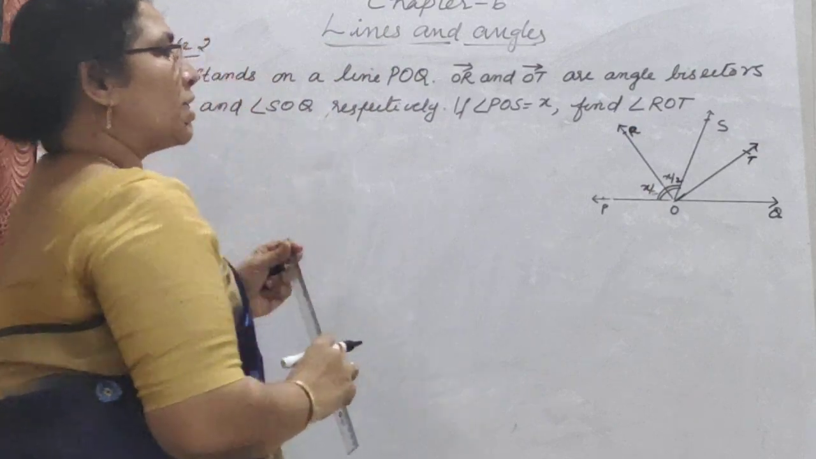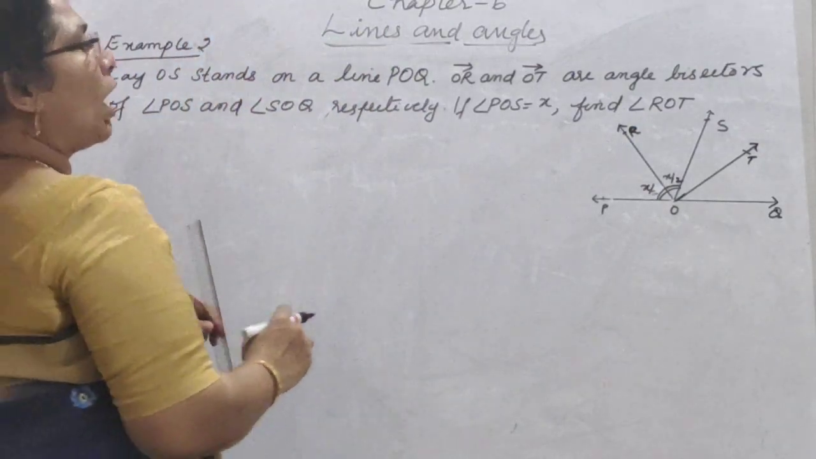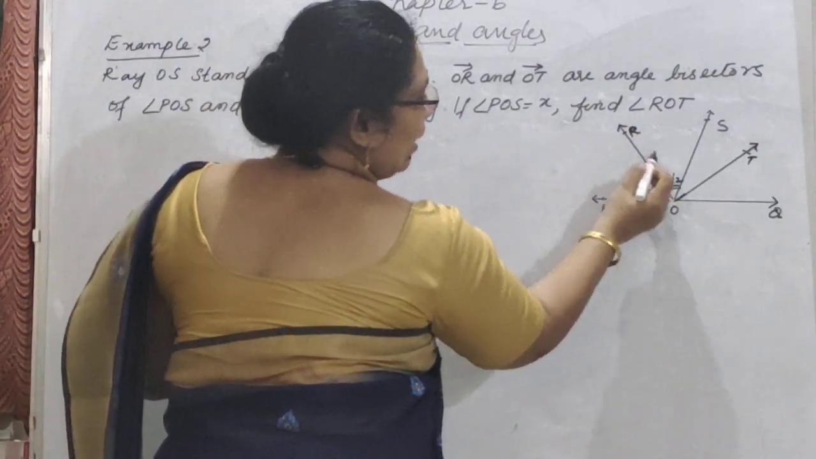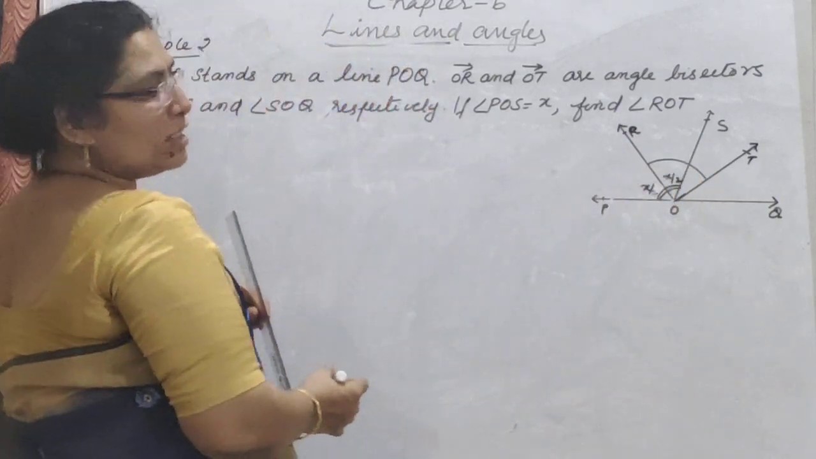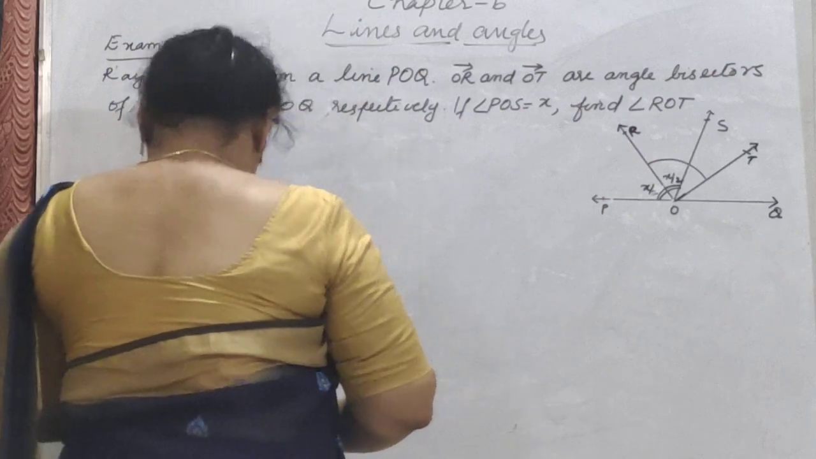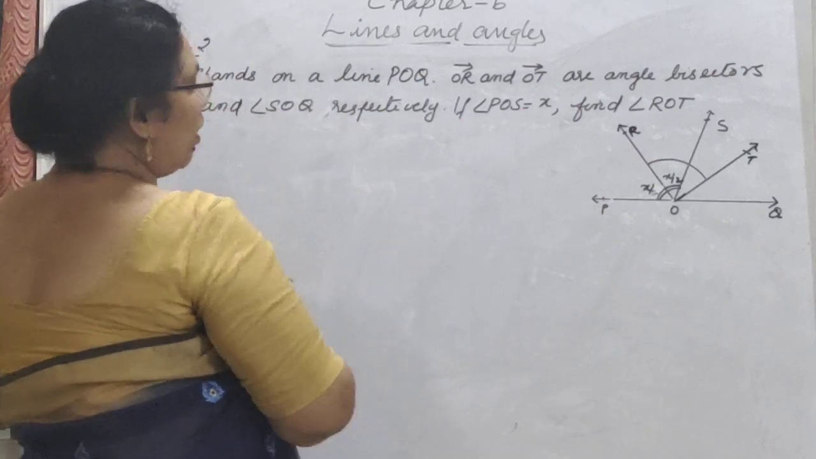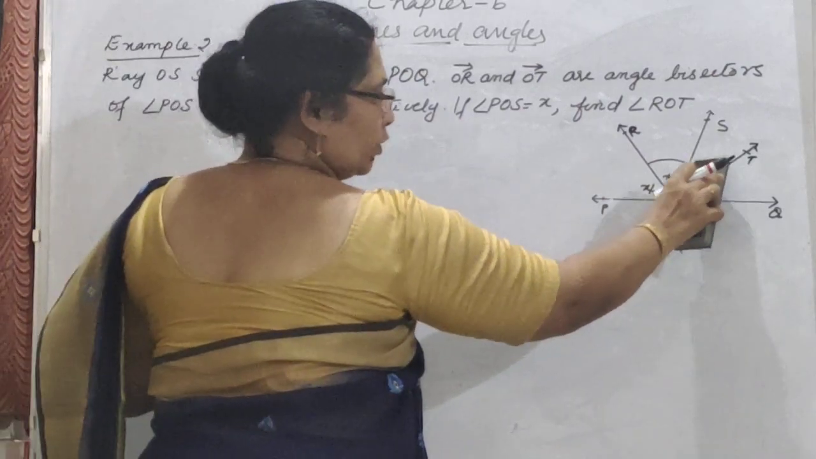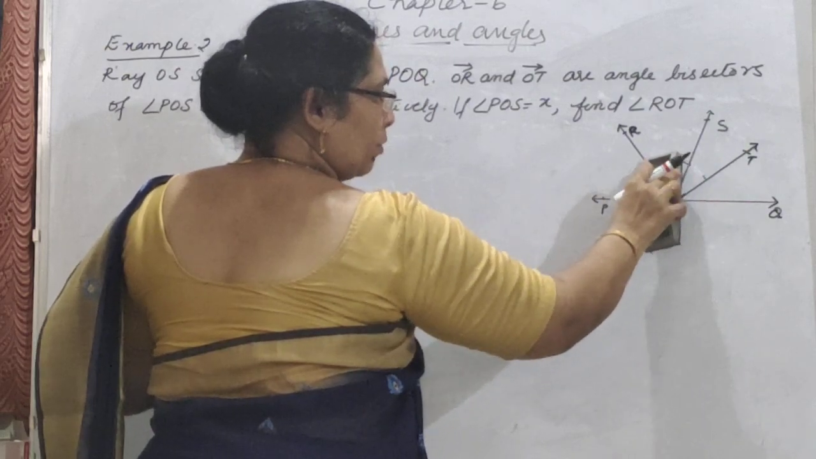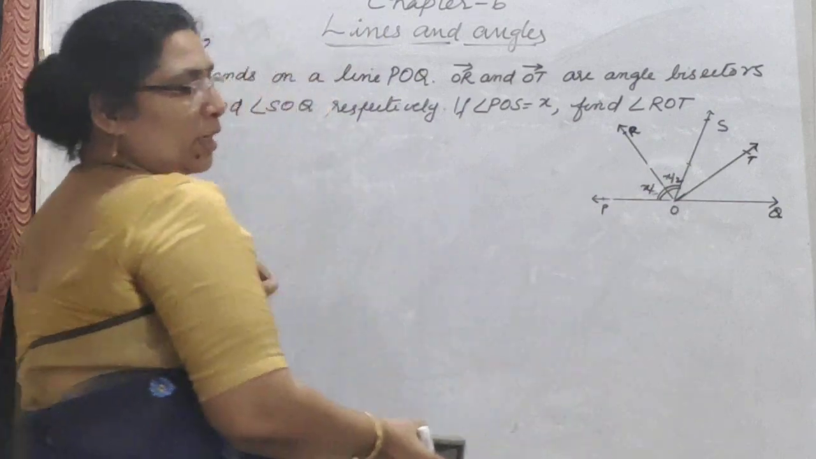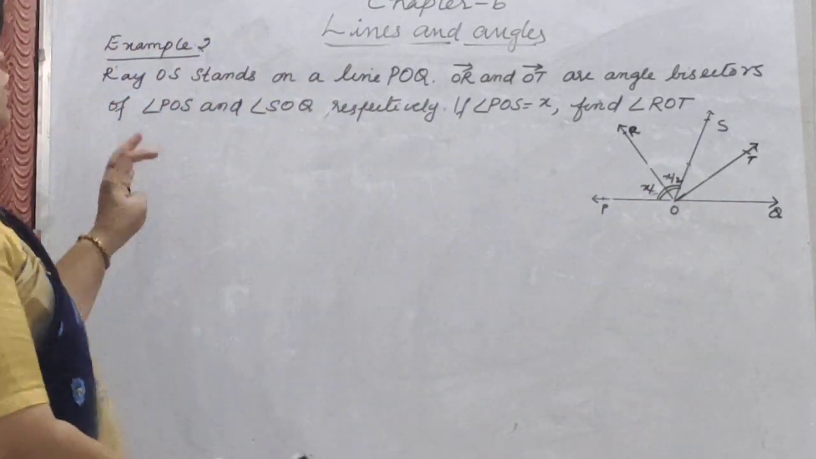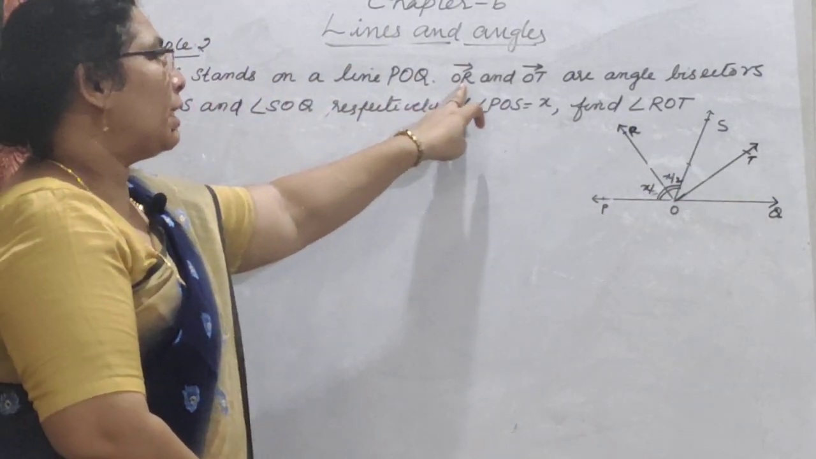Now the question is asked for the value of ROT, that means suppose this angle, right, that value is asked in the question. So the question is clear to you. If it is given that OS stands on the line POQ, we have to complete OS on the POQ. Sometimes the diagram may be given for the question, sometimes the diagram may not be given. So after reading the question we should complete the diagram.